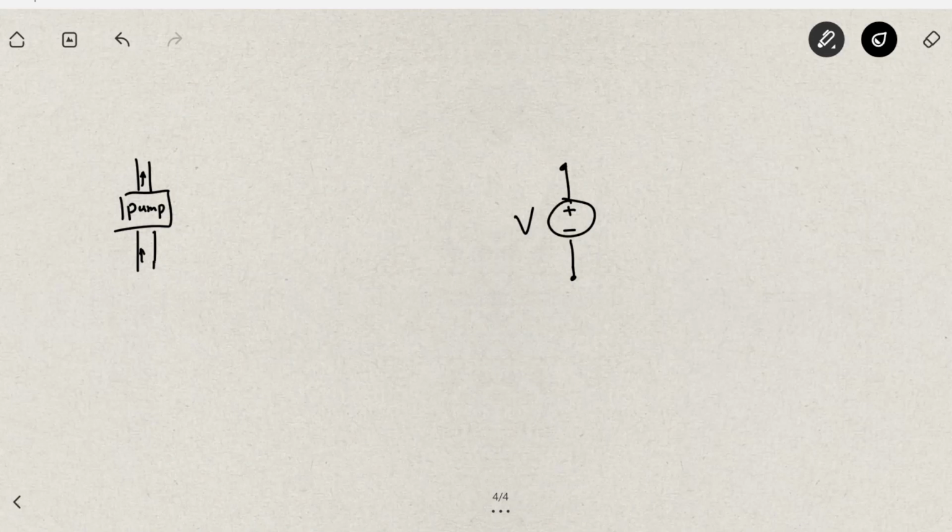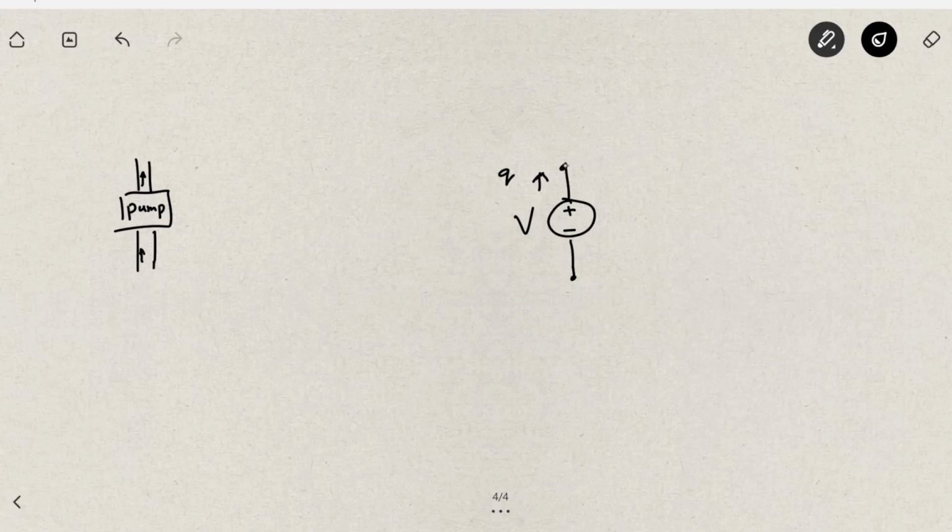Now this battery has a potential and it wants to do some work, similar to a pump. That pump wants to push water through the pipe. Similarly, this battery wants to push electrons across the circuit. It wants to push charge across this circuit.